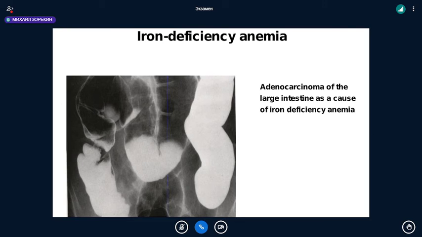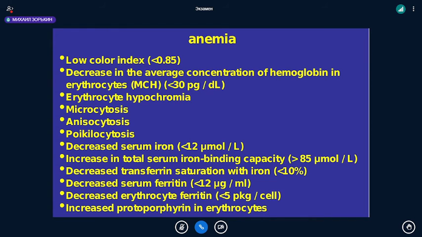Malignancy can also be another reason for the iron deficiency. Adenocarcinoma of the large intestine: increased accumulation and increased metabolism of the iron by the malignant cells is the cause here.